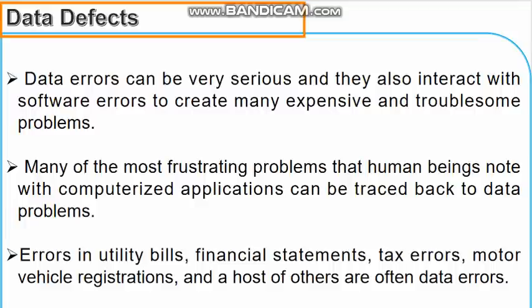Next is data defects. Data errors can be very serious and they also interact with software errors to create many expensive and troublesome problems. Many of the most frustrating problems that human beings note with computerized applications can be traced back to data problems. Errors in utility bills, financial statements, tax errors, motor vehicle registration, and a host of others are often data errors.